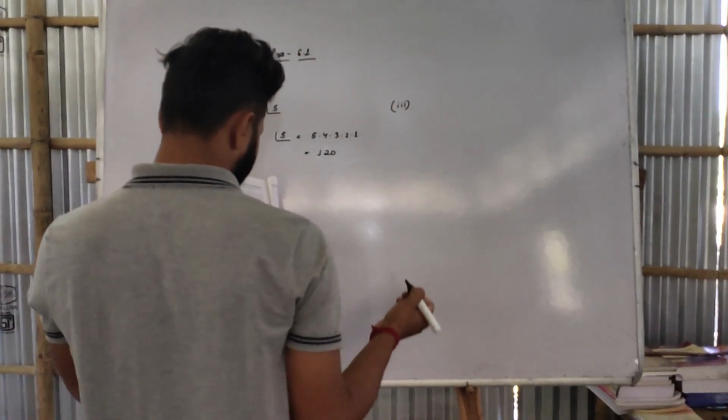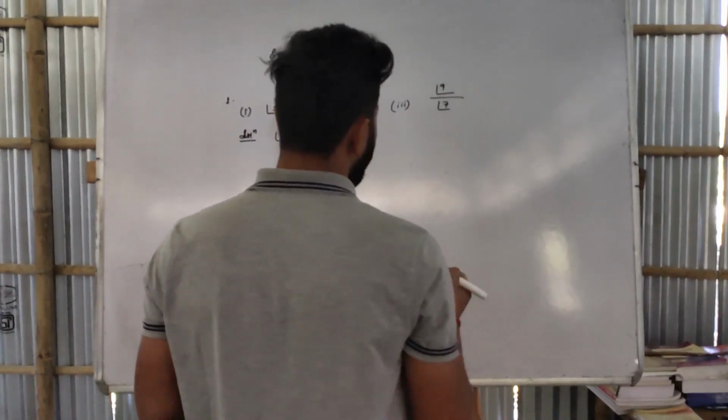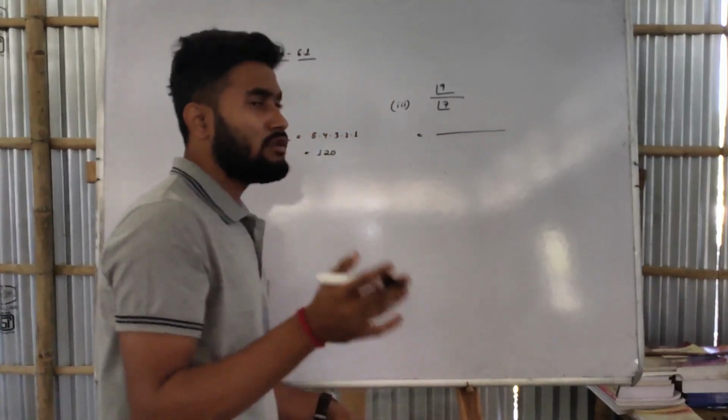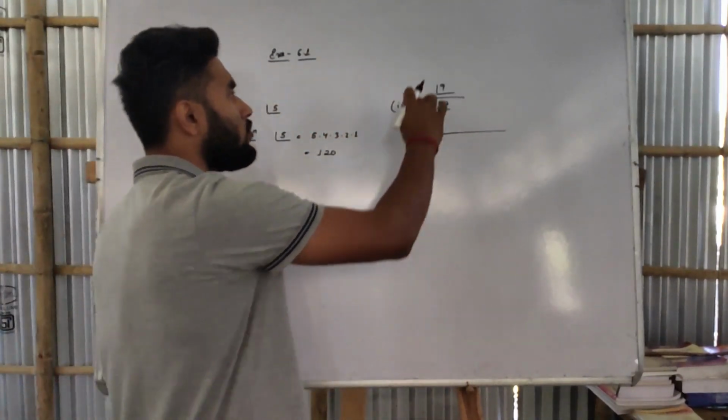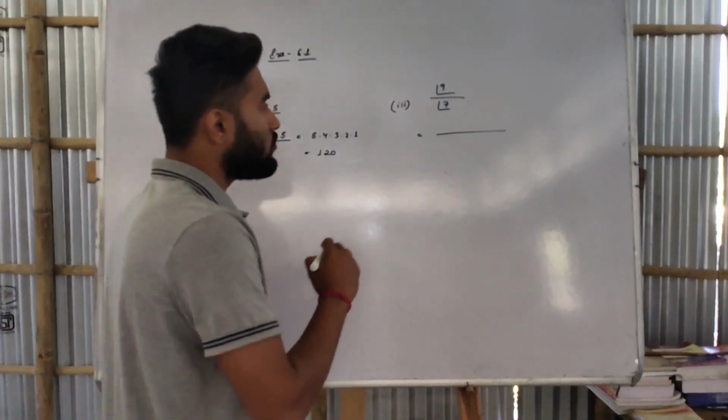Number 3, that is factorial 9 divided by factorial 7. So this value will be how much? Now in this situation, we will use that shortcut. I will not open the chain of factorial 9 to be 9, 8, 7, 6, 5, 4, 3, 2, 1. Rather, I will do what?